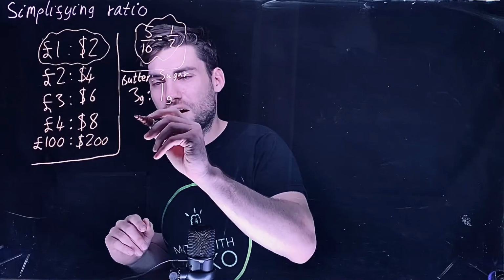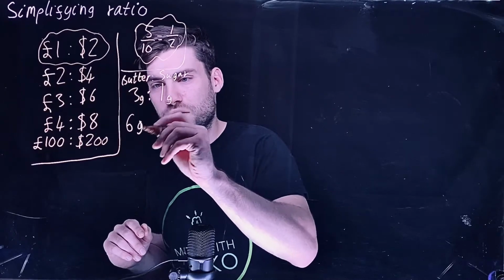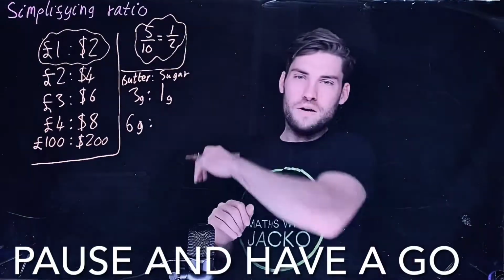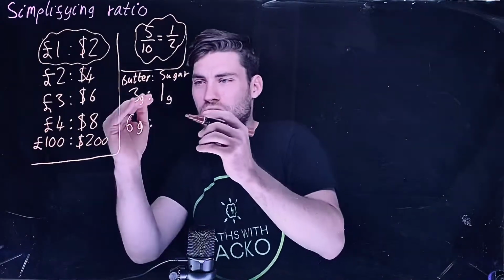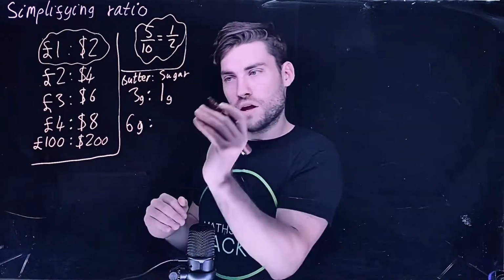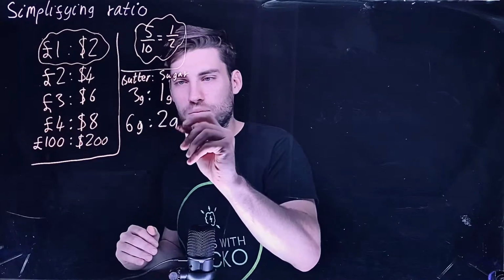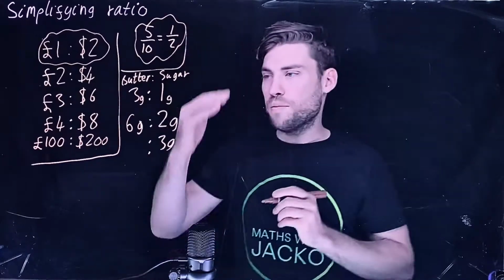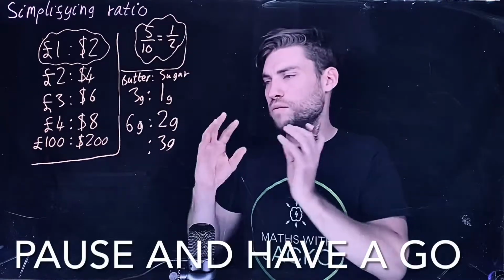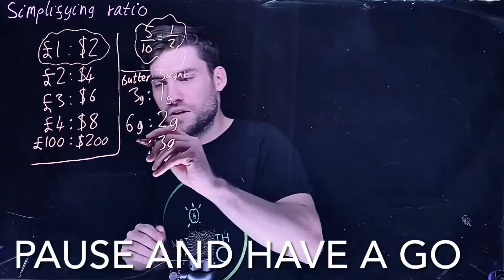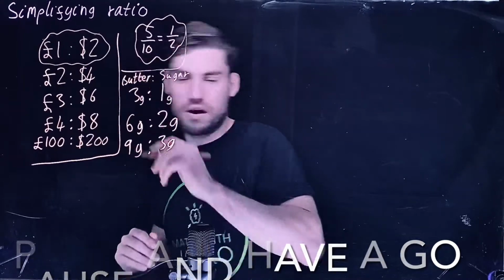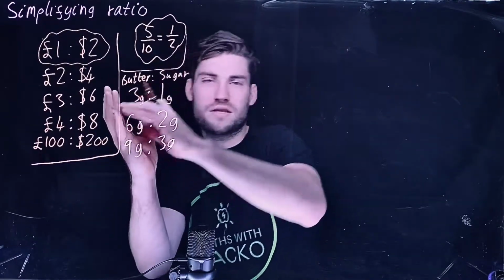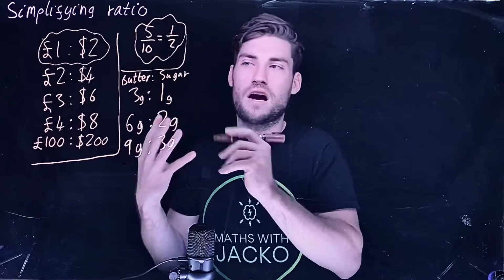So if I have 6 grams of butter, how much sugar would that be? Pause the video, have a go. Right then, you should have seen this has doubled, so I have to double this side. So that'll be 2 grams of sugar. If I have 3 grams of sugar, how much butter would I need? Pause the video, have a go. Right, so it'll be 9 grams. Okay, so if you can see, basically for every 3 grams of this, I need 1 gram of this. And this is basically how ratios work.